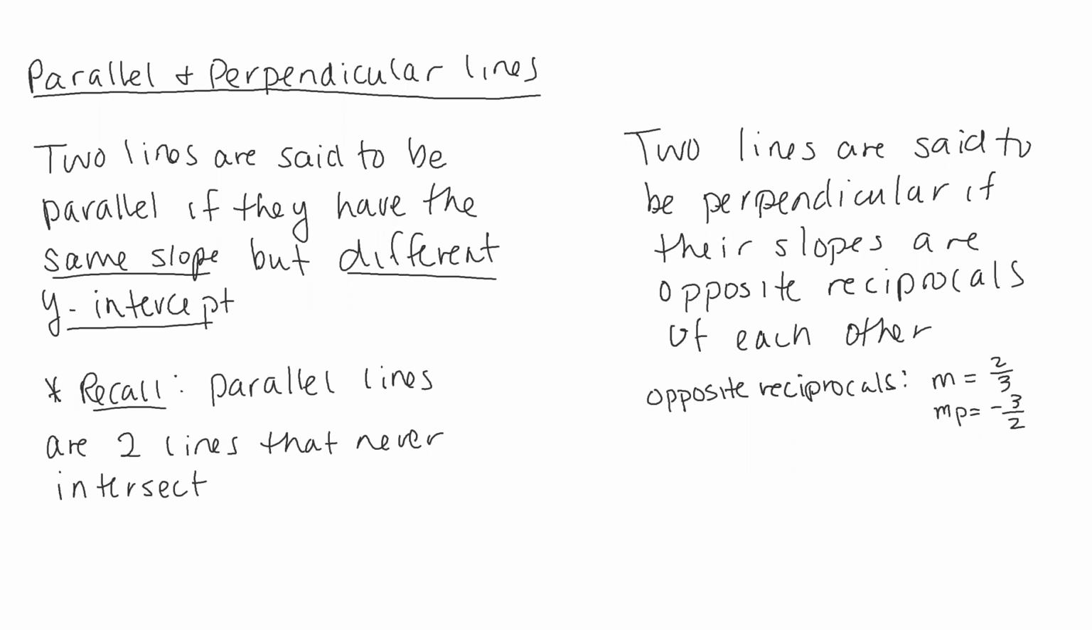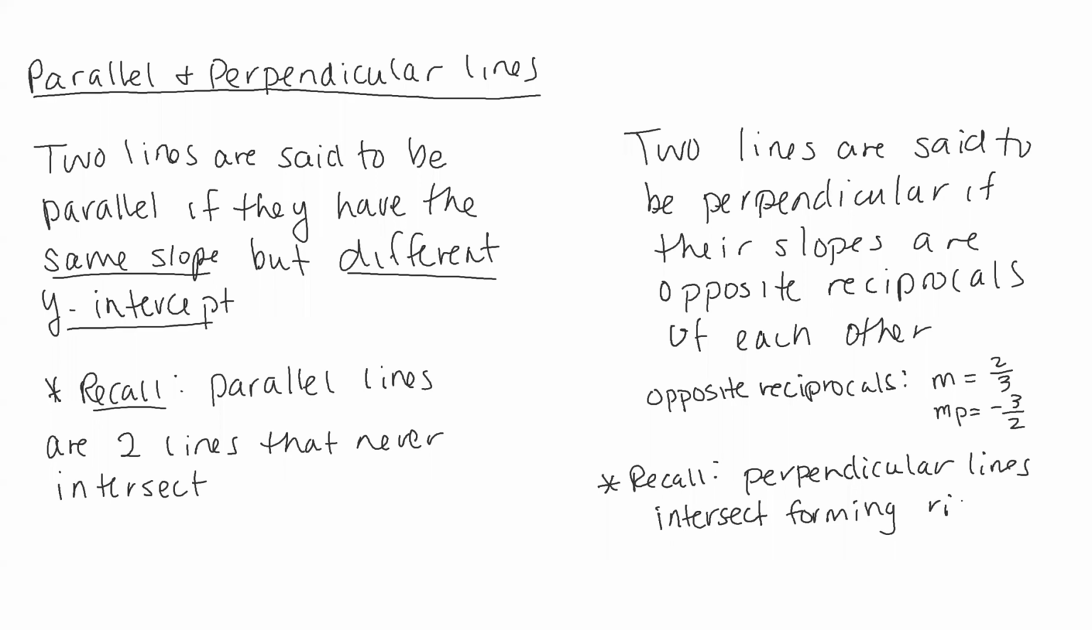Now, in case you forgot, recall that perpendicular lines intersect, forming right angles. All right, so two lines are said to be parallel if they have the same slope but different y-intercepts. And again, just to get on a much more basic level, parallel lines never intersect.